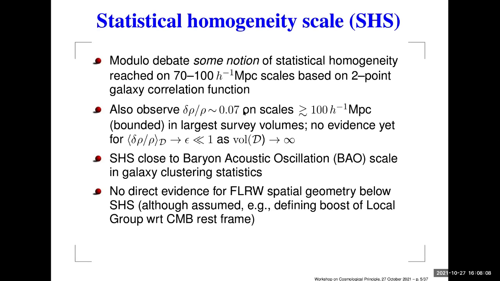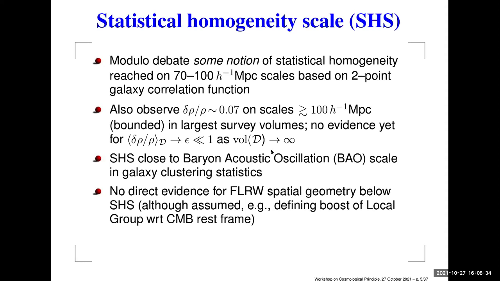at the order of some percent, and if you think that the Einstein equations only hold on small scales, then you can do a back of the envelope calculation, which is going to give this given cosmic variance. So we see some notion of statistical homogeneity, but that doesn't mean that it is necessarily FLRW. In fact, I don't think that is the case.